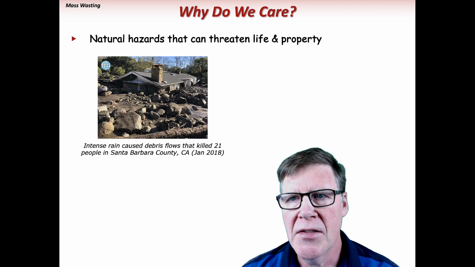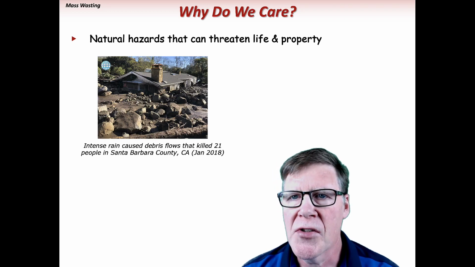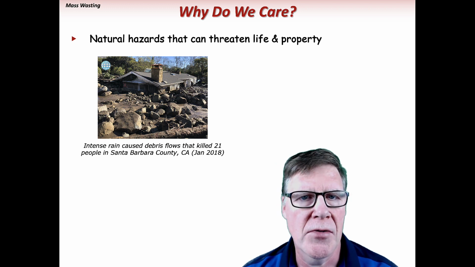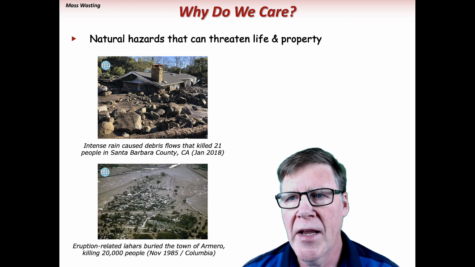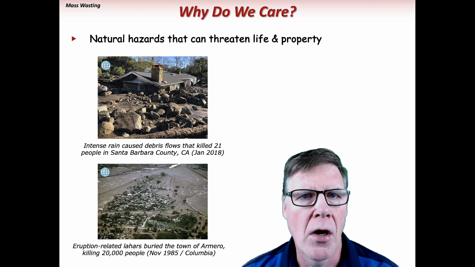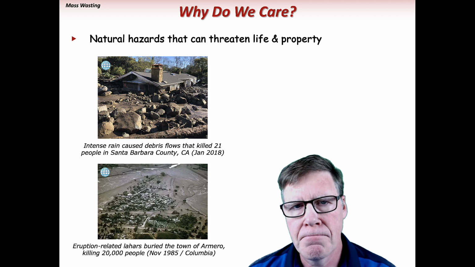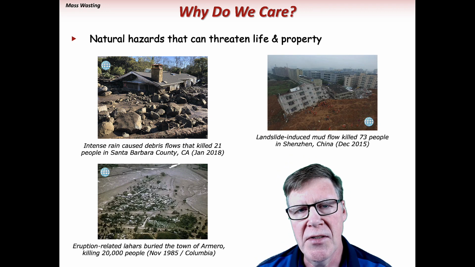For instance, the intense rain that fell in 2018 in Southern California caused debris flows that killed 21 people. Epic mud flows are not restricted to California. In 1985, volcanic-related mud flows, called lahars, buried the Colombian town of Armero, killing at least 20,000 people. And in 2015, a landslide-induced mud flow toppled buildings and killed 73 people in Shenzhen, China.